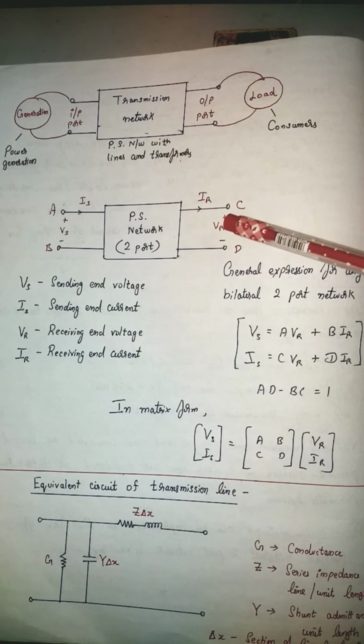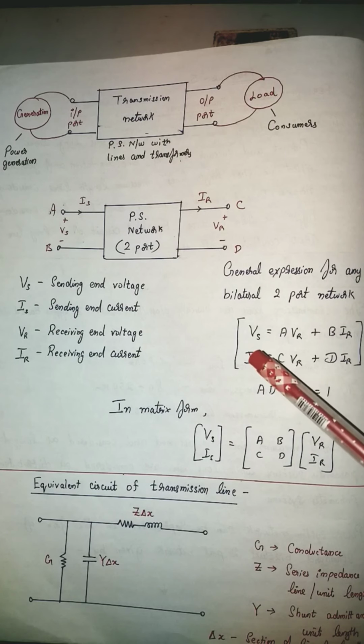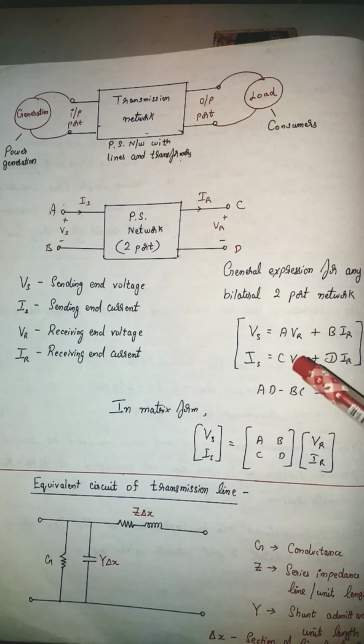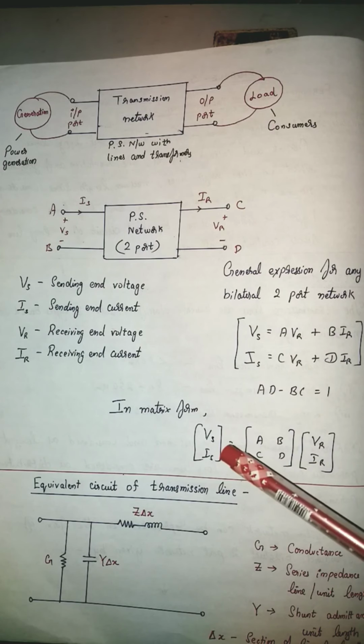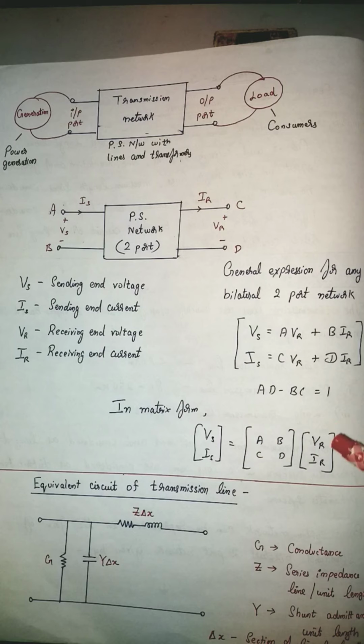You very well know that you already studied two-port networks. For any standard bilateral two-port network, these expressions hold good. Vs is equal to A VR plus B IR, Is is equal to C VR plus D IR, and AD minus BC is equal to 1. This is true for any bilateral two-port network. Same thing we are using here. So Vs, Is is given, in matrix form, if you write this expression, you have A, B, C, D, VR, IR. Now we'll start with performance analysis of short line, medium line, and long line.